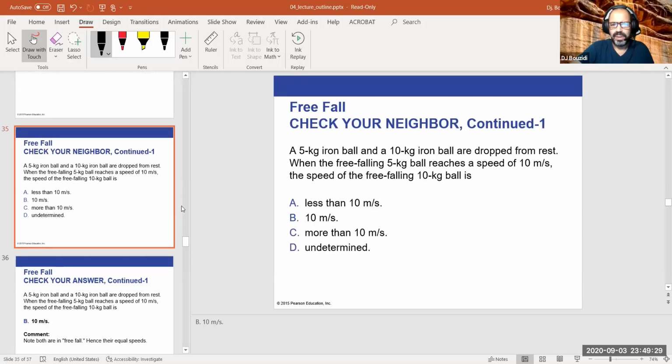A 5 kilogram and a 10 kilogram mass are dropped from rest again. When the free falling 5 kilogram reaches a speed of 10 meters per second, the speed of the free falling 10 kilogram should be the same, because again, the acceleration is the same. So it doesn't matter how much mass you have in this case.